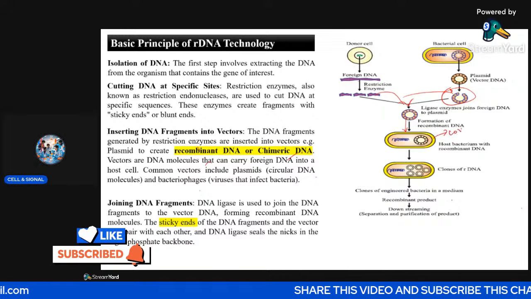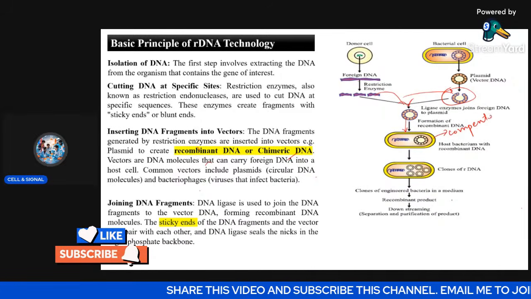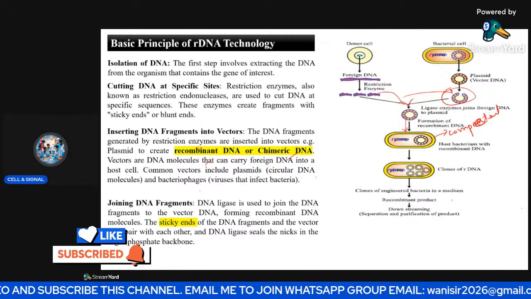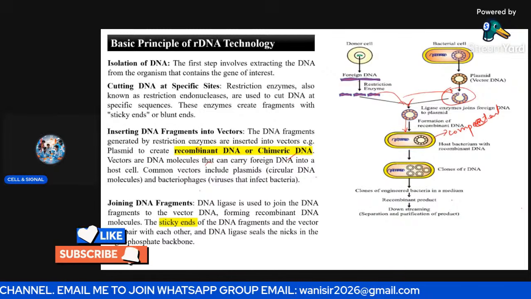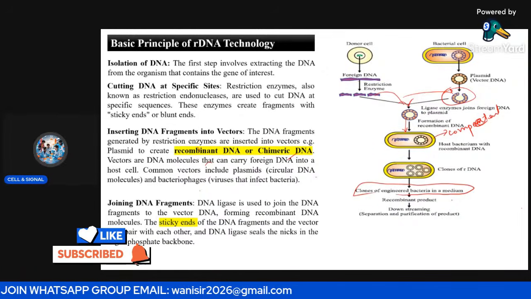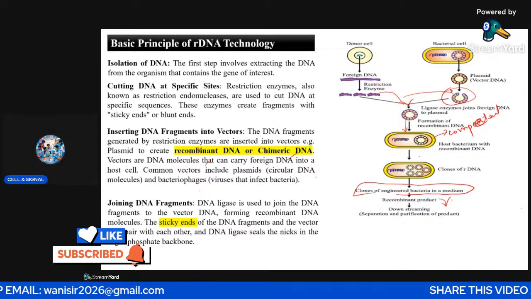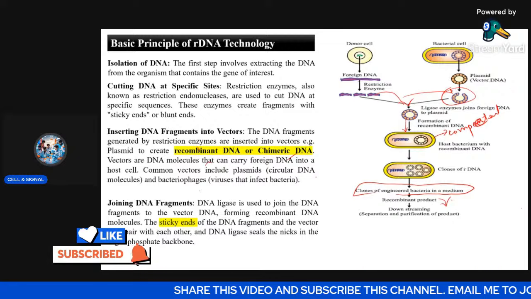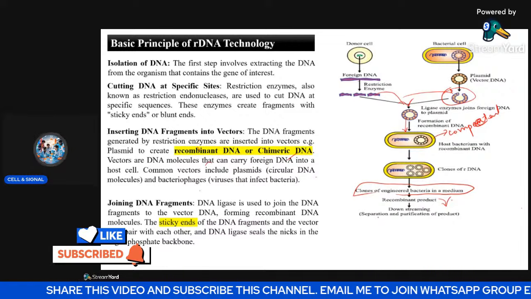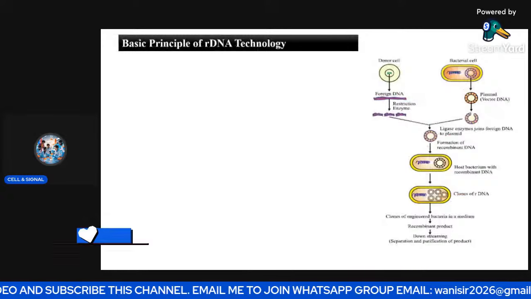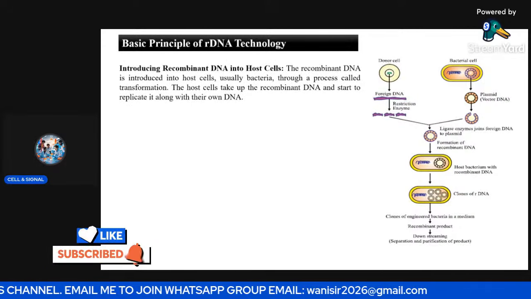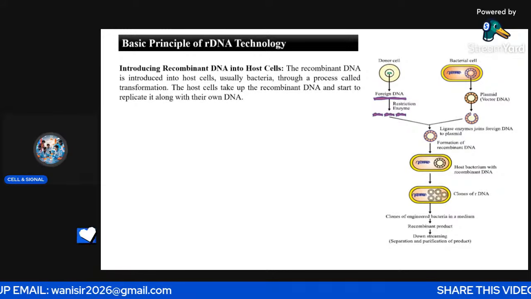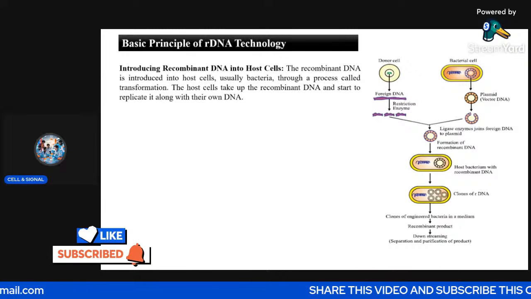That is called a competent cell, which takes up the DNA, and then it will form multiple clones of the recombinant DNA, and a clone is an engineered bacterium in the medium. Then we get the recombinant product, and we will perform downstream processing, separation and purification of the product. The introduction of the recombinant DNA into the host cell is called transformation, and the host cell takes up the recombinant DNA and starts to replicate it.